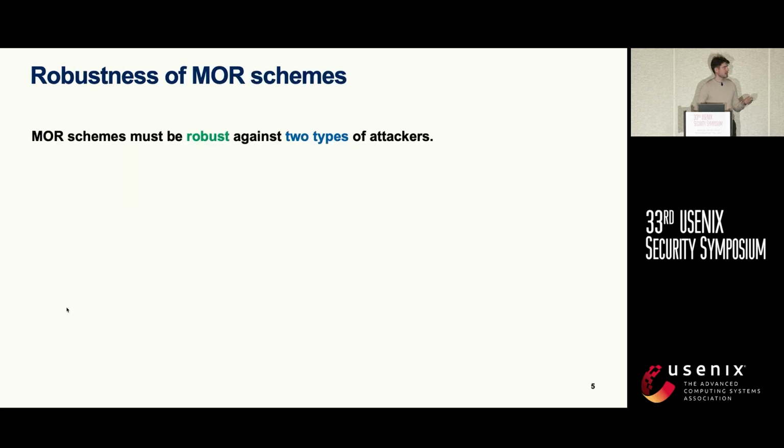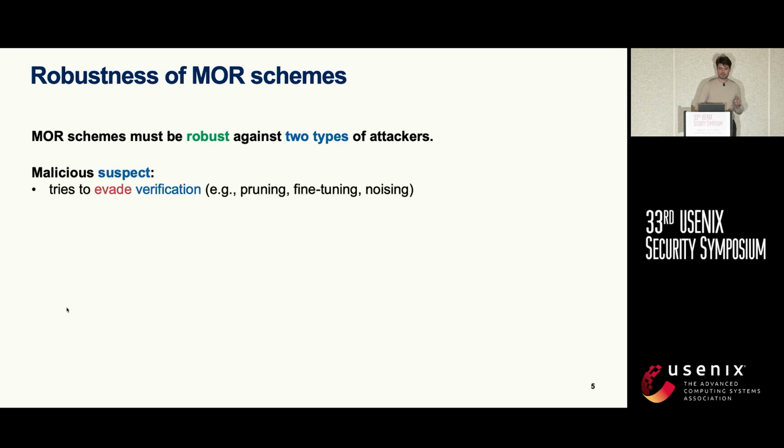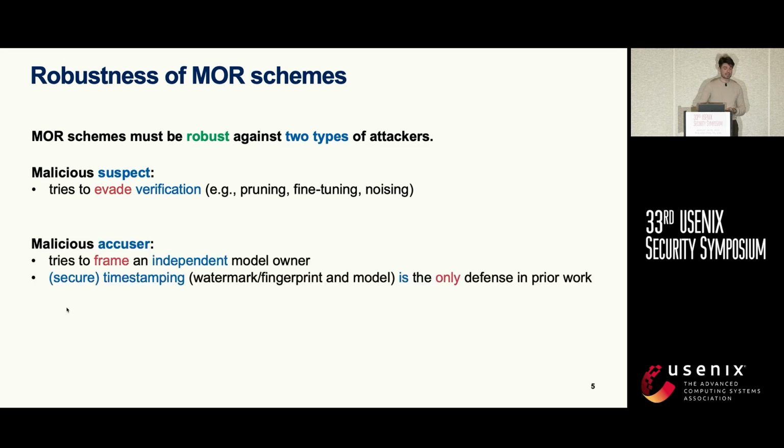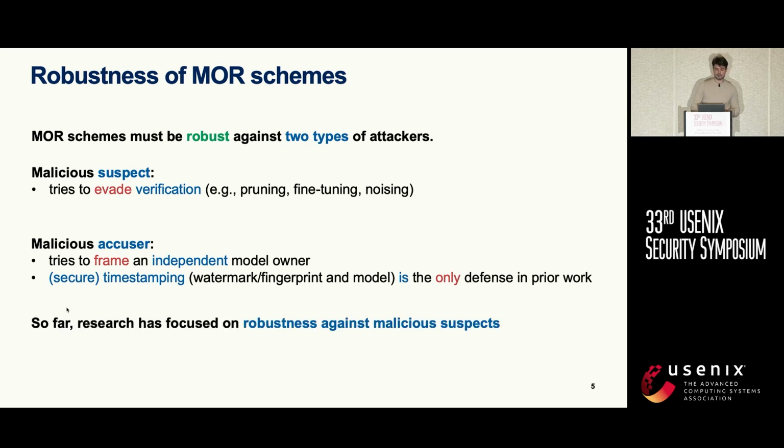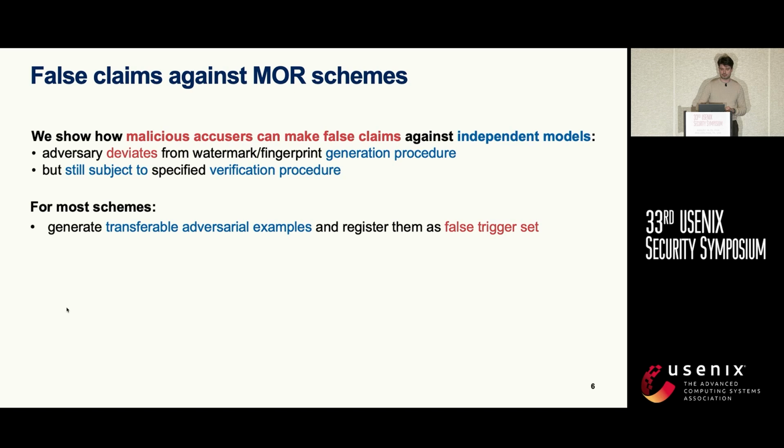As it turns out, model ownership resolution schemes must be robust against two types of attackers. A malicious suspect that tries to evade the verification, for example, by pruning, fine-tuning, or noising, or a malicious accuser that tries to frame an independent model owner. And secure timestamping is the only defense in prior work. However, as I will tell you in a sec, it's not sufficient. Unfortunately, so far in research, we've primarily focused on malicious suspects that have stolen the model and tried to avoid detection, largely ignoring any kind of malicious accusers.